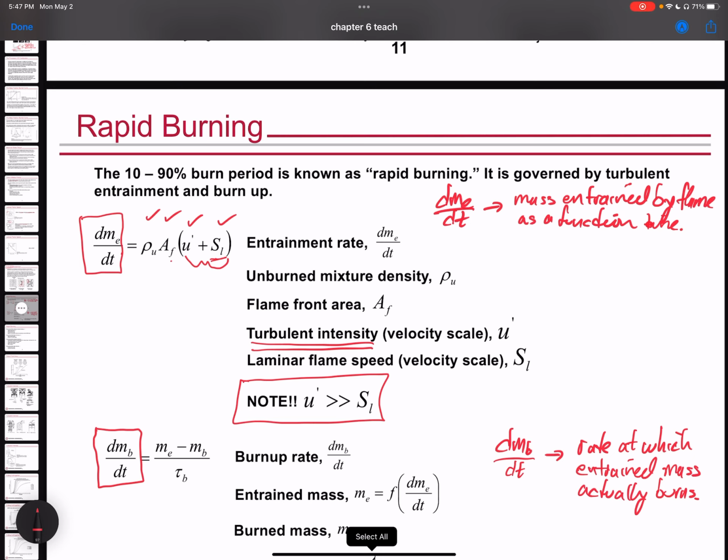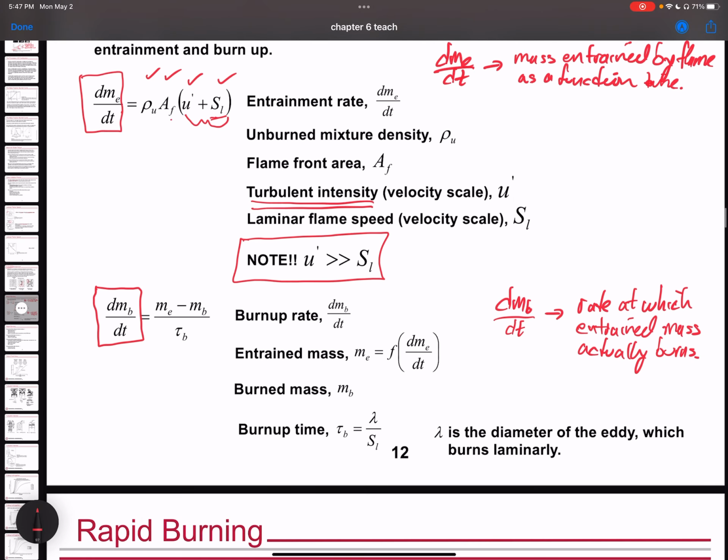But the other piece to the rapid burning period is the actual burn-up rate, this dmB/dt. And this is a simple differential equation that just looks at how much mass has been entrained minus the amount of mass that's been burned, divided by what is called the burn-up time, this tau b. And this tau b is defined down here at the bottom of the slide as being lambda, which is the diameter of each of those individual eddies divided by the laminar flame speed.